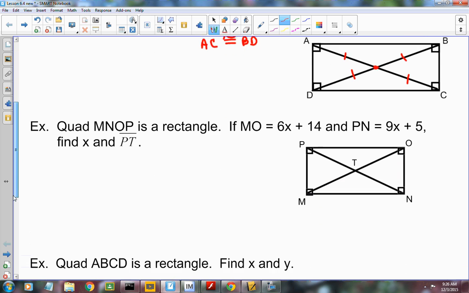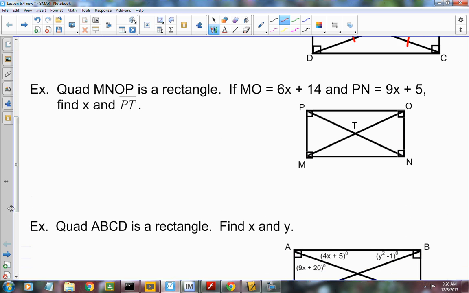Alright, so let's do a couple of examples here. It says quadrilateral MNOP is a rectangle. If MO is 6x plus 14 and PN is 9x plus 5, I want to find x and I want to find PT. I'm going to find x first. What are we going to do to find x? Set the diagonals equal to each other. So I'm going to say 6x plus 14 equals 9x plus 5. And I'm going to solve.